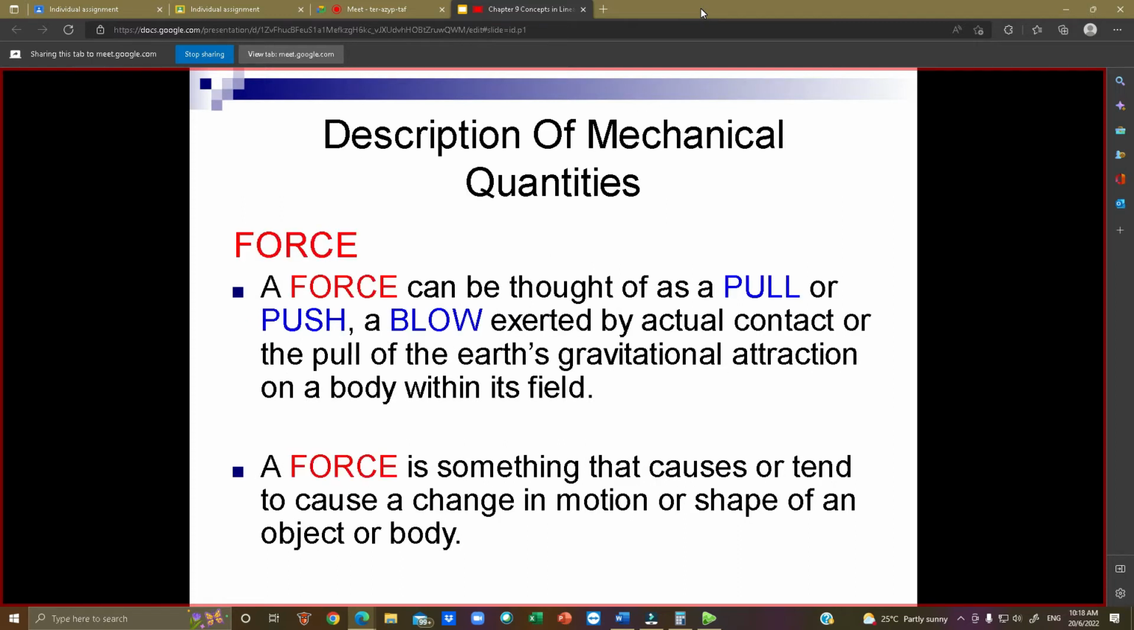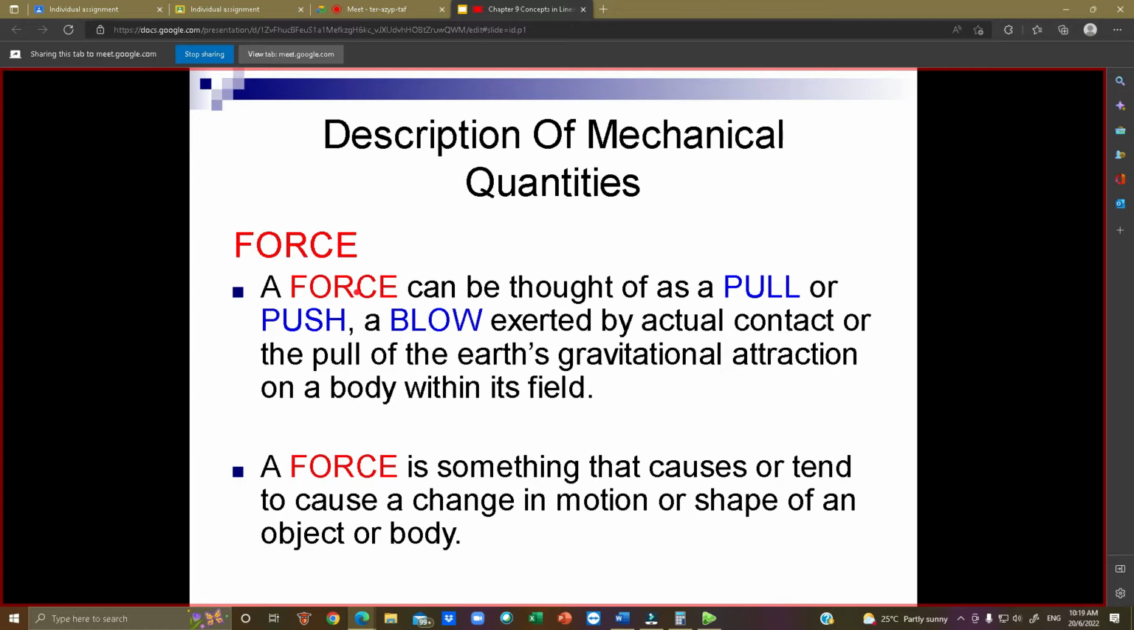Kita tengok yang kedua. Description of force. Okay. Force can be called as either push or pull or blow. Pukul. Okay. So tarik boleh, tolak boleh, pukul boleh. In other words, force change the nature. Either you push, you pull, or you blow.